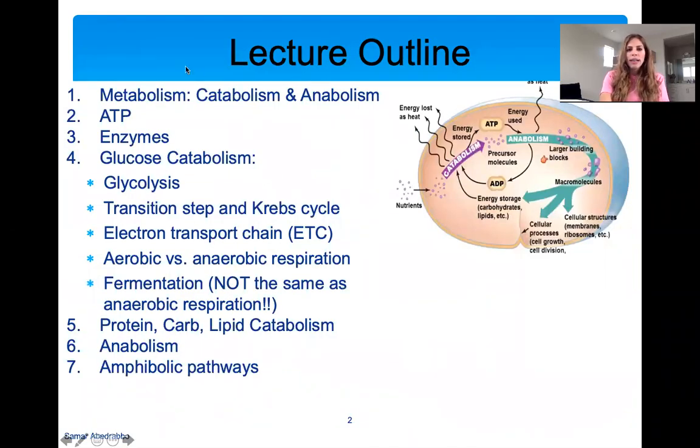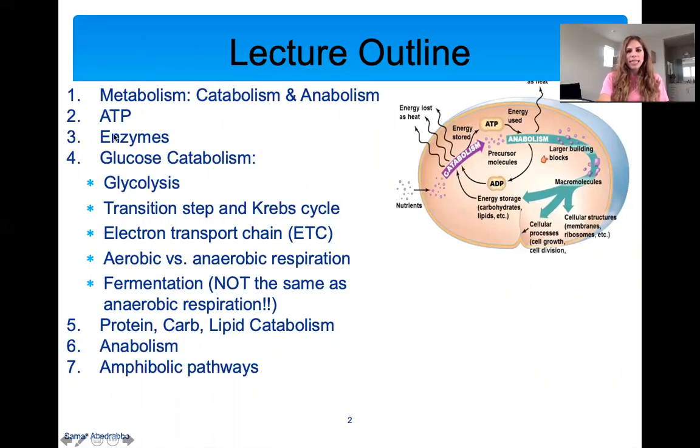The lecture outline for today is going to be about catabolism and anabolism. Metabolism basically means all chemical reactions that a cell does. So how do you break down molecules to get energy, and then how do you use energy to build molecules? That's what catabolism and anabolism are. I'm going to cover that.